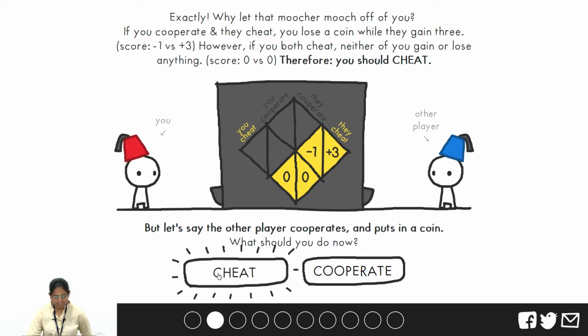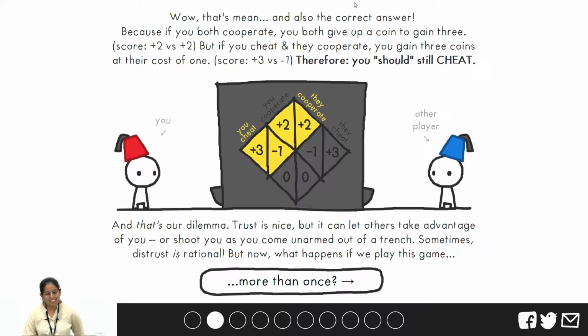So I'm going to go ahead with cheat, which is kind of mean, but also smart, in the sense that if the other player is cooperating, then if you cooperate as well, it is a 2-2, which is what you pointed out. If both of you cooperate, then the net is 2-2. But if you cheat, then it is 3 minus 1. You get 3, and 3 is better than 2. So even when the other person is cooperating, it is better for you to cheat, okay?